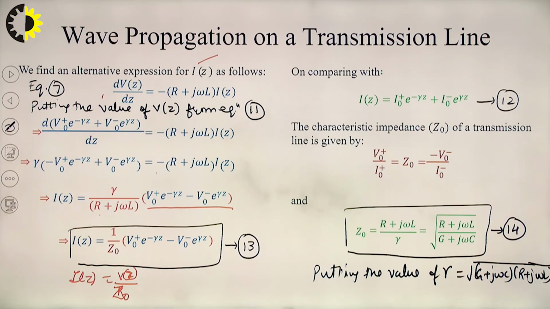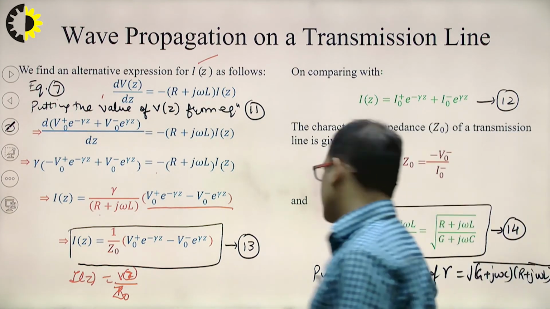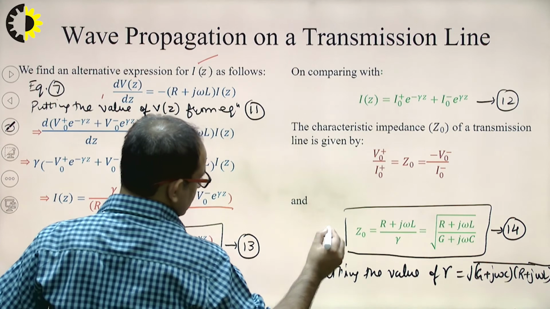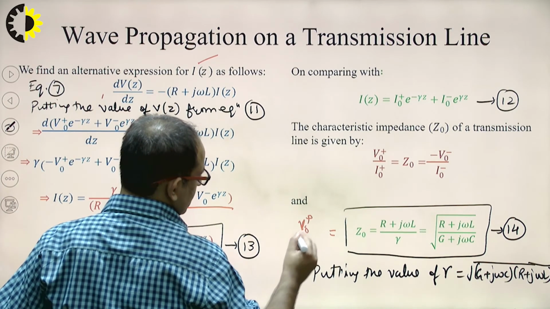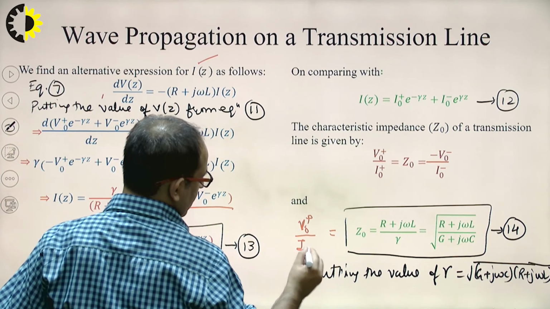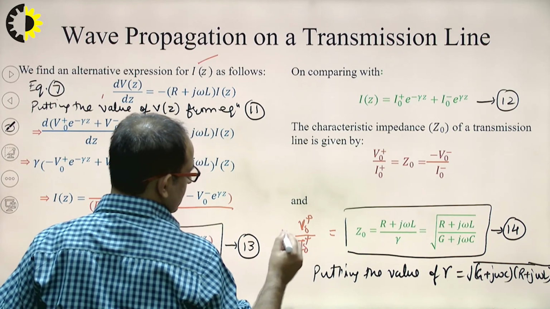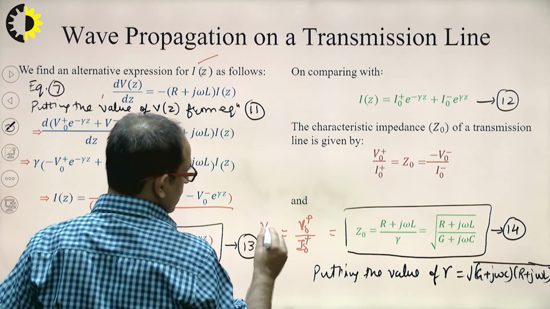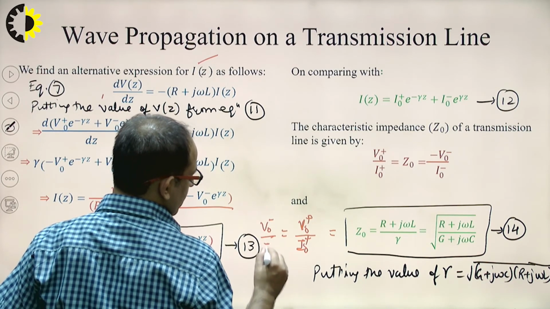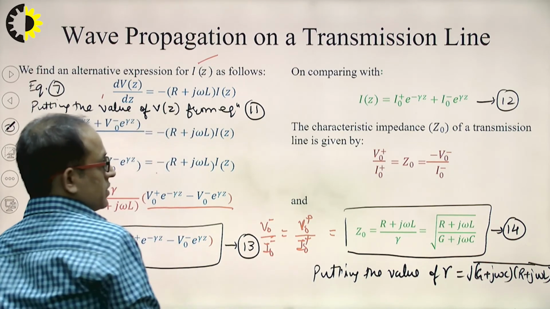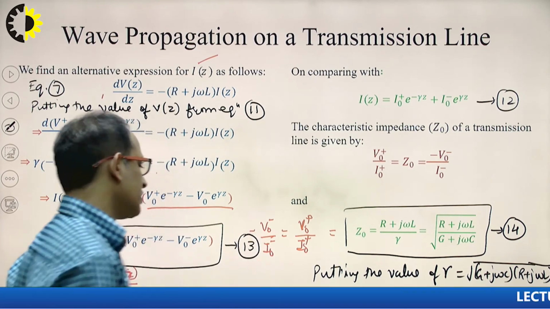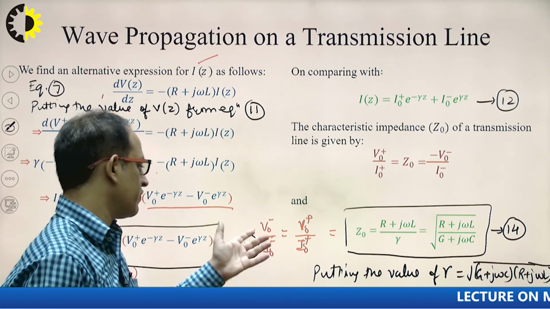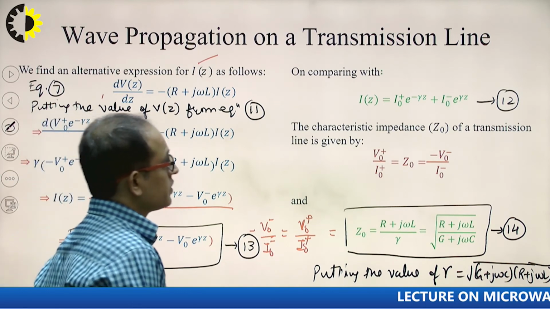Now this Z0 is the characteristic impedance. This will also be equal to V0 plus divided by I0 plus, and this will also be equal to V0 minus divided by I0 minus. Clear? As it is reflected, so I0 minus reflected will be equal to minus of I0 plus. Clear?